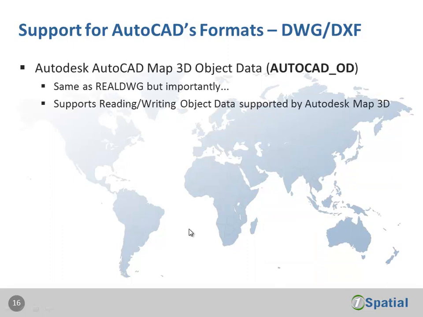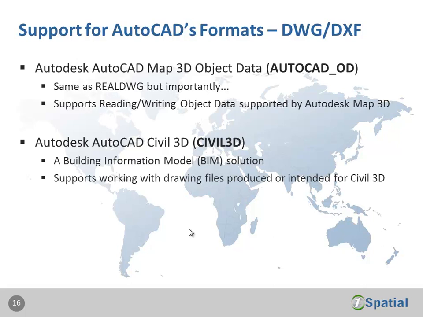There's also a Map 3D object data writer as well, so that's very important for working with AutoCAD Map 3D, and that is pretty useful. And there's support for Civil 3D as well, and this is really focused on BIM, Building Information Models. So if you want to build building information models using Civil 3D, you can work with that data in FME as well with that reader and writer.